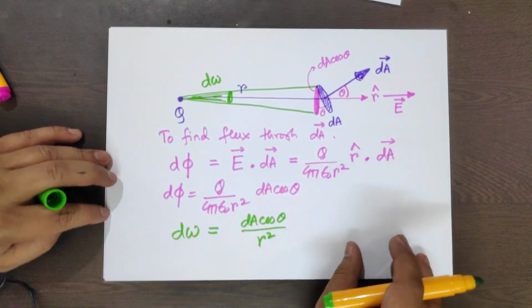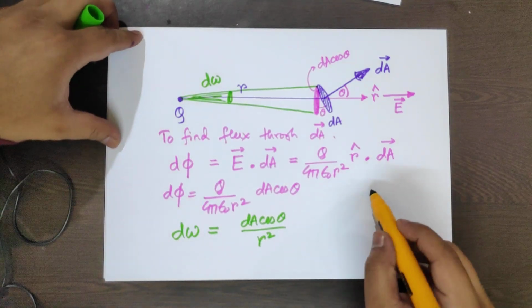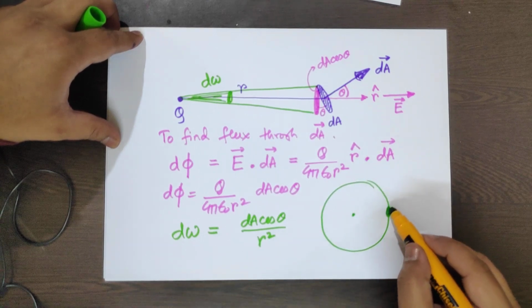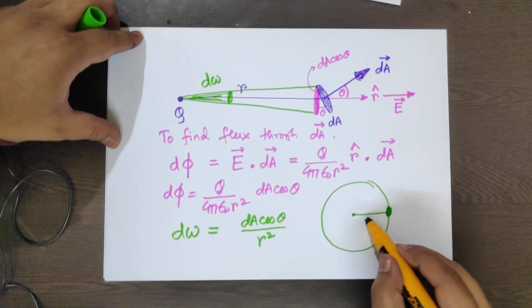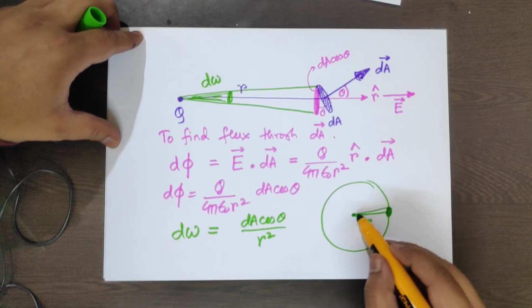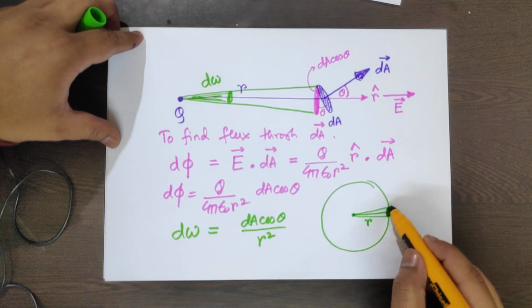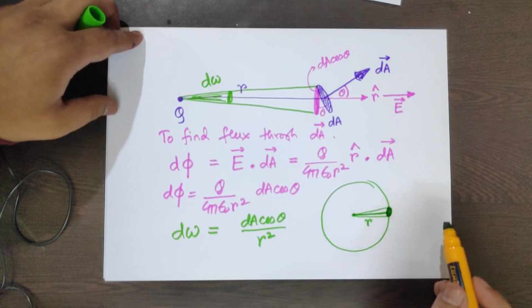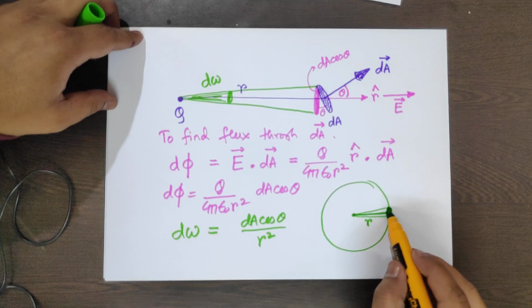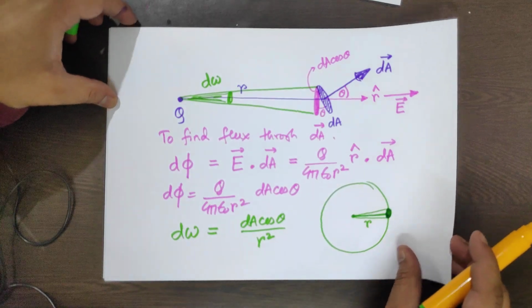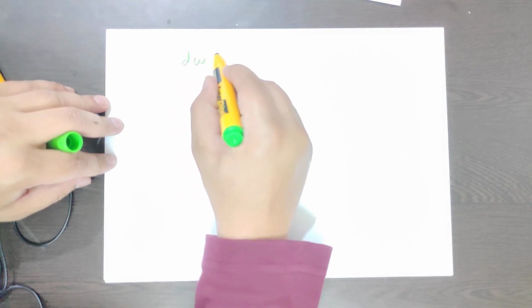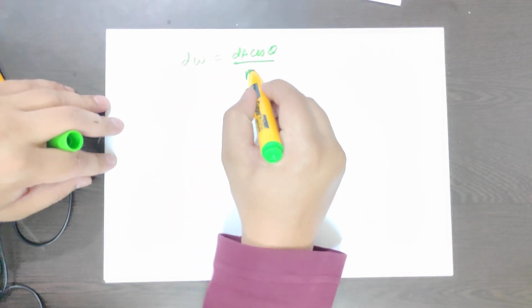Suppose you have a sphere, and you consider a portion of the sphere. That is how you have defined solid angle, right? If you consider a small area of the sphere, divided by the square of the radius, this will be a small solid angle. Obviously this small surface of the sphere will be perpendicular to this r, or the vector area will be parallel to this r. So d omega is equal to dA cos theta by r square.